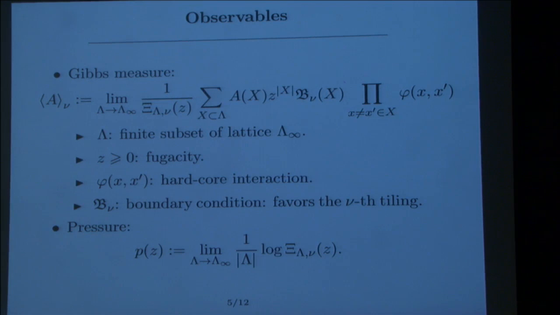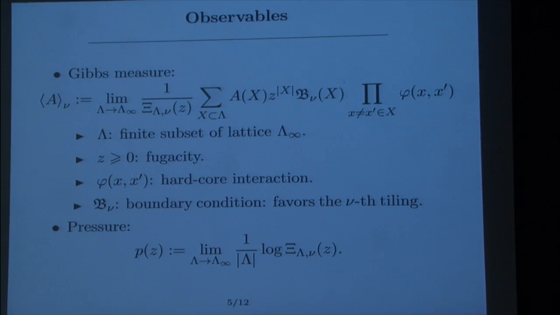What I want to compute here is the following. I want to answer the following question. If I set boundary conditions on my box so as to favor one tiling over the others, what happens to the inside of my box?